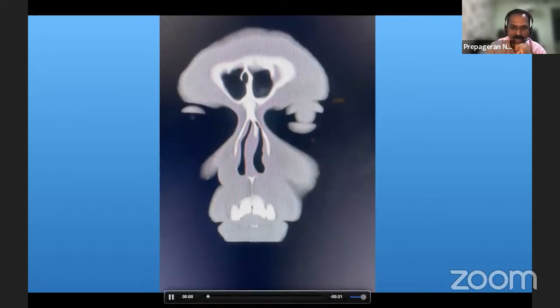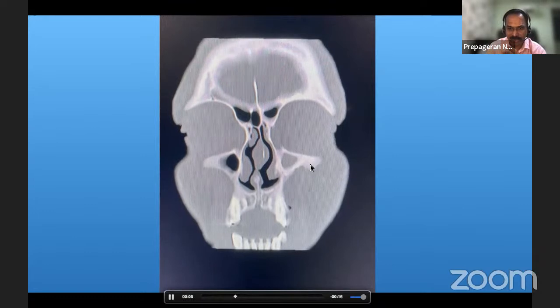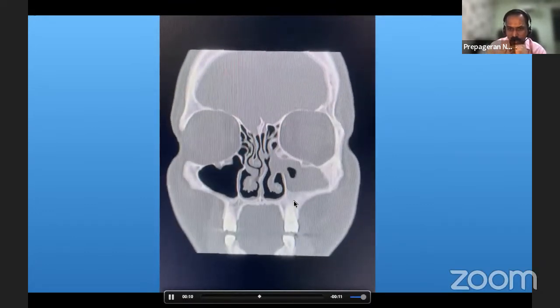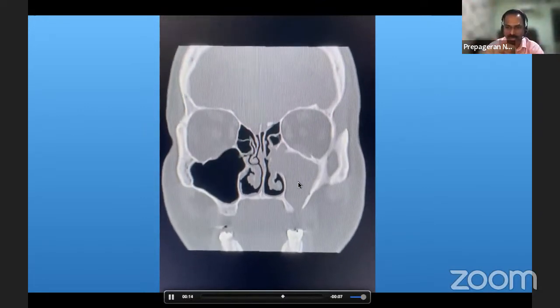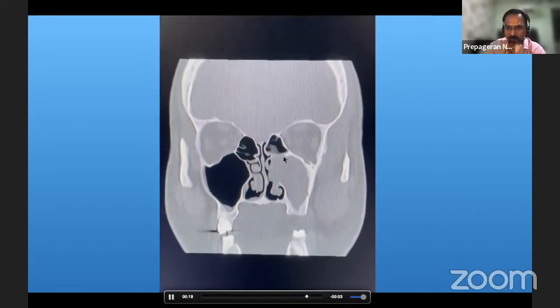So if you look at the scans, what makes the scans interesting is that you will find that the entire maxilla is opaque. Bone thickening, long-standing infection, air in the center, that means the mucosal thickening. That's the fistula. So this is the main cause. But you need to repair this.